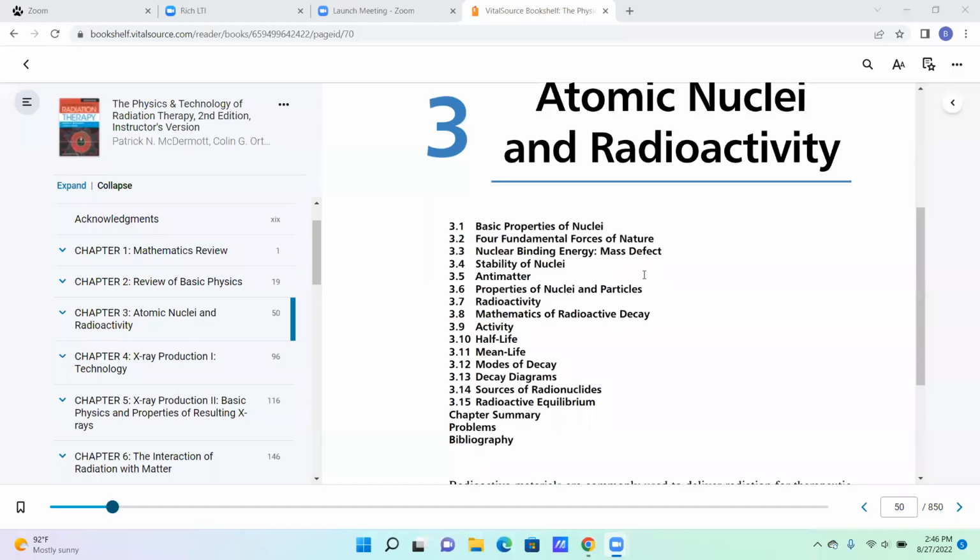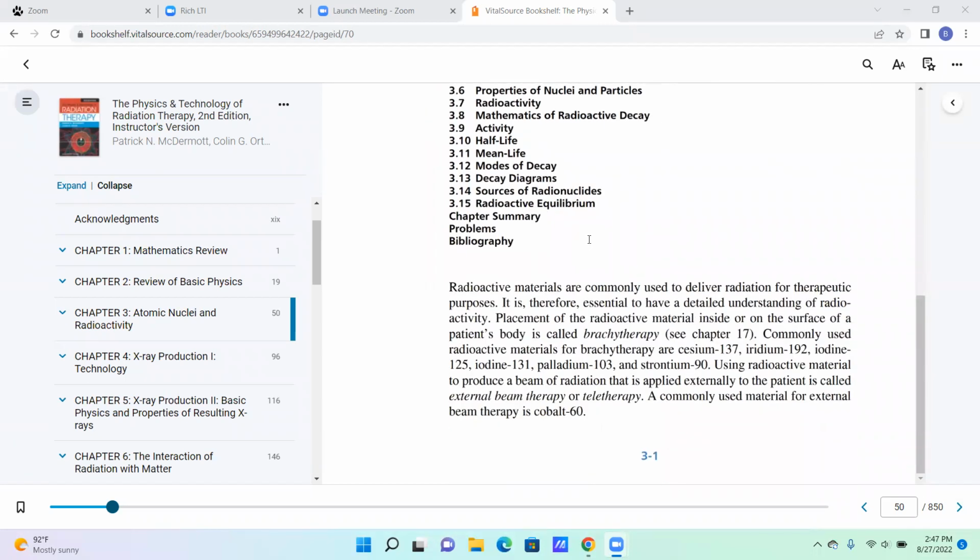This is going to be the lecture over Chapter 3, Sections 1 through 7. So we'll go from basic properties of nuclei all the way down to radioactivity. So let's take a look at what we have here.